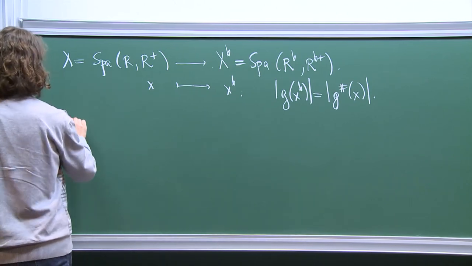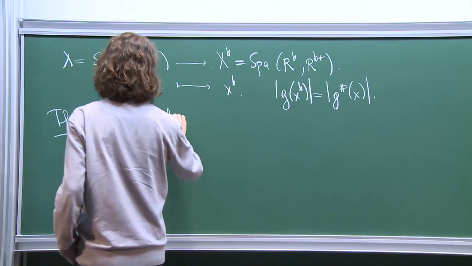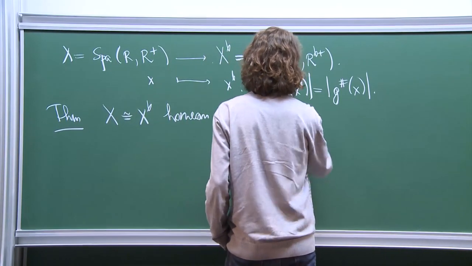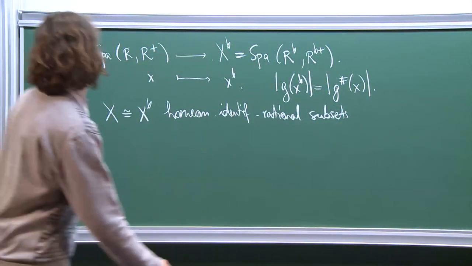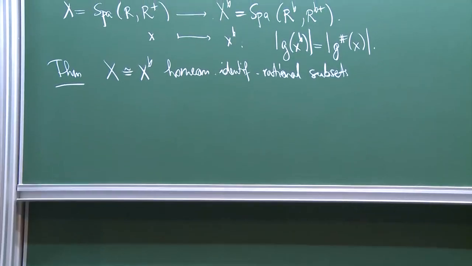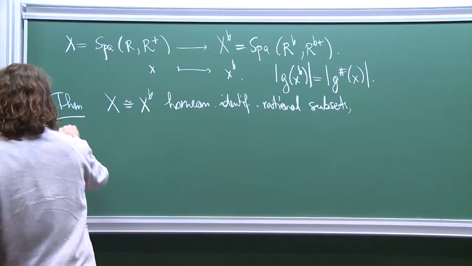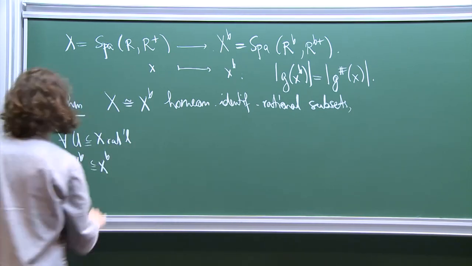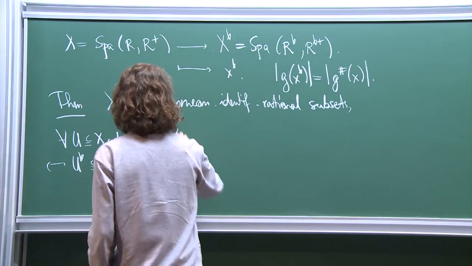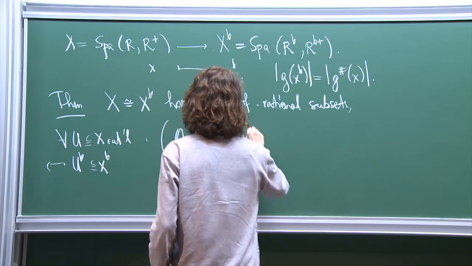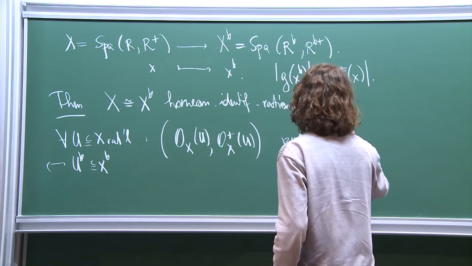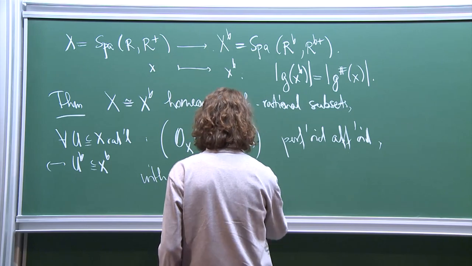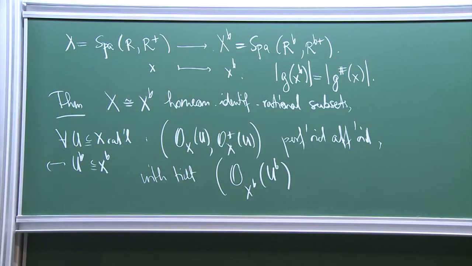And what we proved last time is that this, in fact, is a homeomorphism, which identifies rational subsets. So the rational subsets were a certain natural basis for the topology. And there were certain presheaves defined on this topological space. And we showed that for all rational subsets U, which correspond under this homeomorphism to a subset of the tilted space, it's true that this O_X(U), O_X plus(U), is again perfectoid affinoid. And its tilt is just given by evaluating the presheaves on the other side.